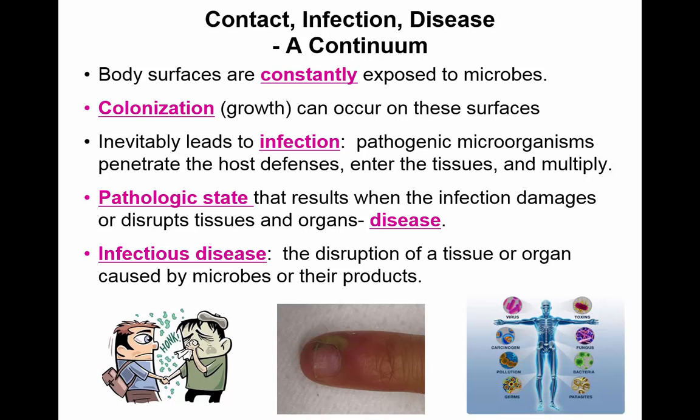We need to remember that our body surfaces are constantly exposed to microbes, and they can grow or colonize on our body surfaces, and eventually that can lead to infection. And when the infection damages or disrupts our tissues and organs, we call that disease. And there's a term at the bottom, infectious disease, that we need to be familiar with, which is the disruption of a tissue or organ that's caused by microbes or by their products, like a toxin or something like that, that could cause problems for us because of this infection and this constant exposure.